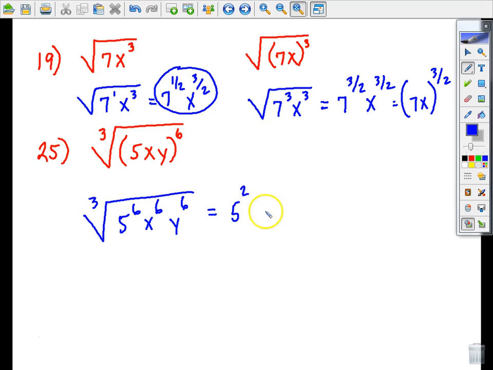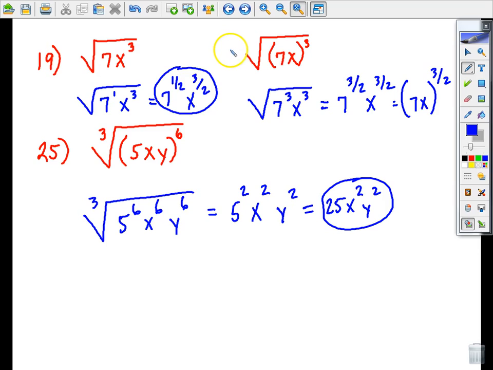Okay, 6/3 is 2. Okay, and then should be fine. So our final answer, instead of 5 squared, we could just say 25. All right, I just wanted to point out the presence of parentheses and what that means and how it's different when there is no parentheses.